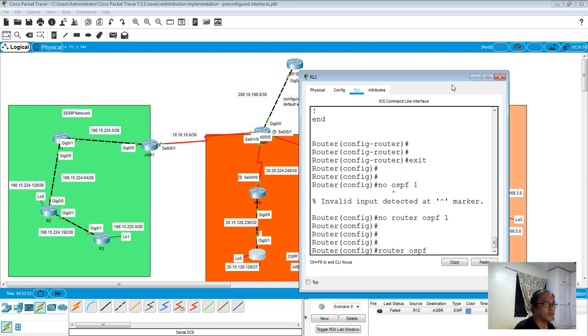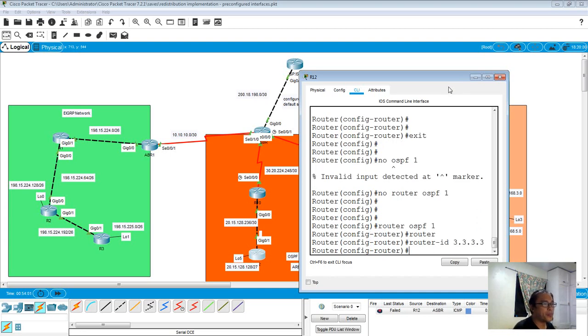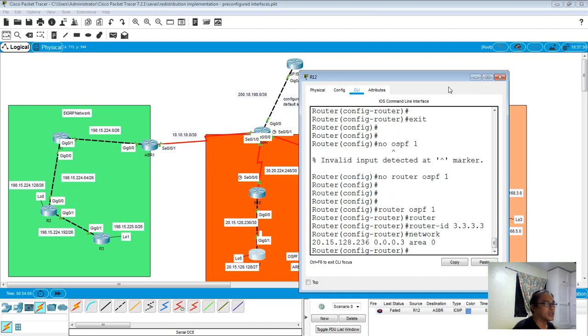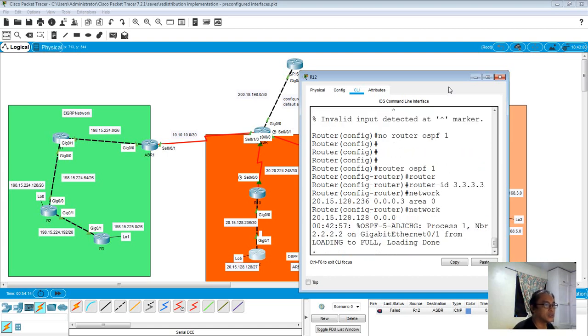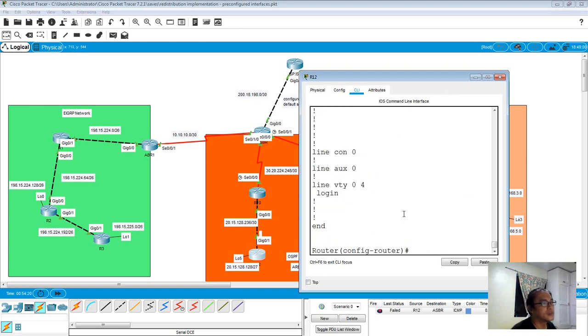Okay, router OSPF 1 then router ID of 3.3.3.3. Then we put the network of 20.15.128.236 0.0.0.3, then area 0, then the other one is network 20.15.128.128 0.0.0.31 area 0. Okay, do show run. Okay, so in this case, do show IP route.